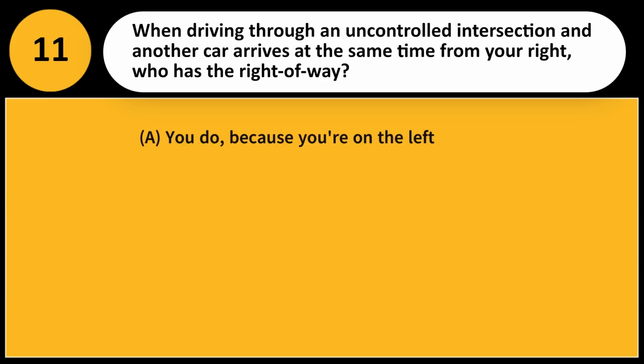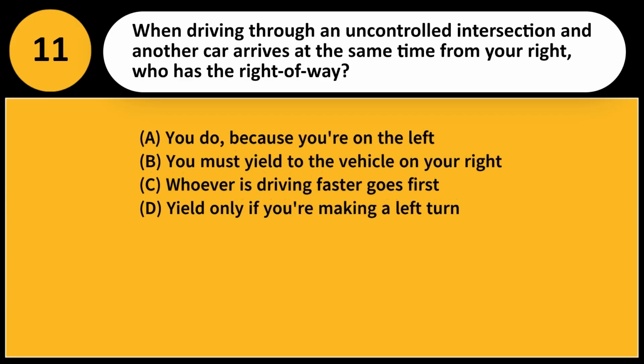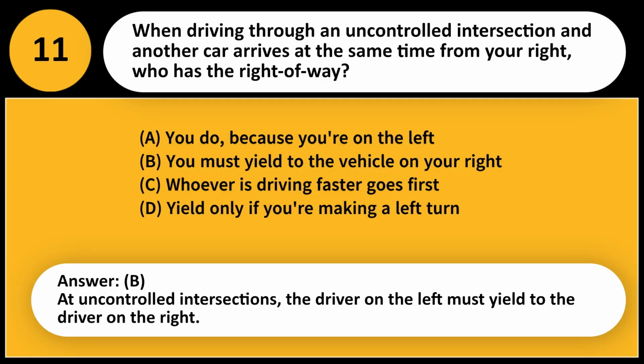When driving through an uncontrolled intersection and another car arrives at the same time from your right, who has the right of way? A. You do, because you're on the left. B. You must yield to the vehicle on your right. C. Whoever is driving faster goes first. D. Yield only if you're making a left turn. Answer: B. At uncontrolled intersections, the driver on the left must yield to the driver on the right.